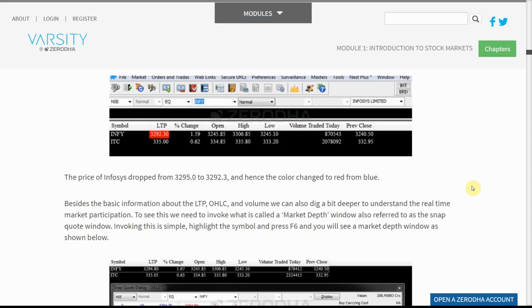Besides the basic information about the LTP, OHLC, and volume, we can also dig a bit deeper to understand the real-time market participation.